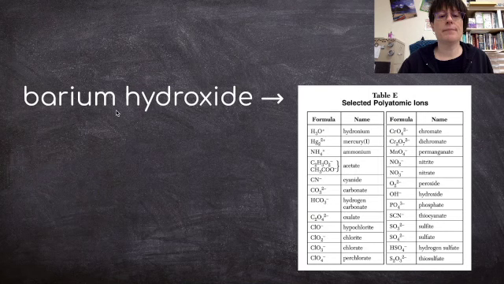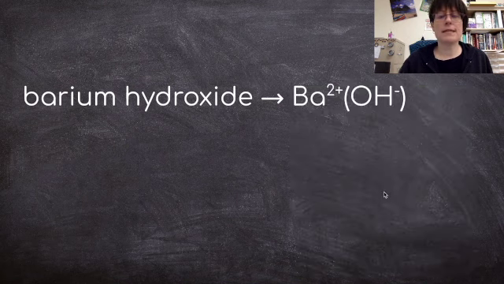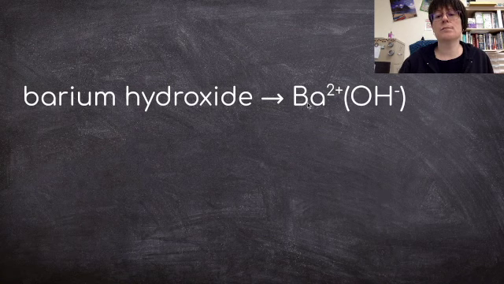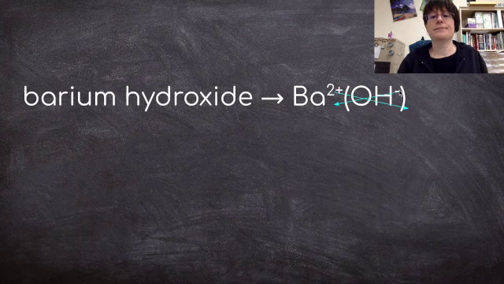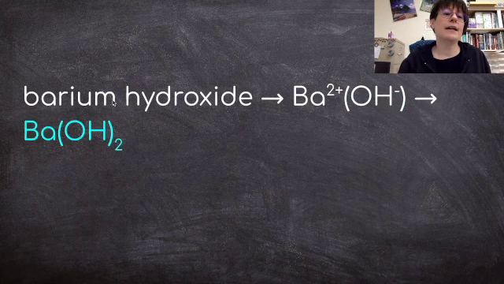Now let's take a look at barium hydroxide. So barium is just Ba. Hydroxide. Hydroxide is over here. It is OH negative. So I write down my oxidation numbers, Ba2 positive because barium is in group number 2. OH negative in parentheses. I do my crisscross and I end up with Ba(OH)2.